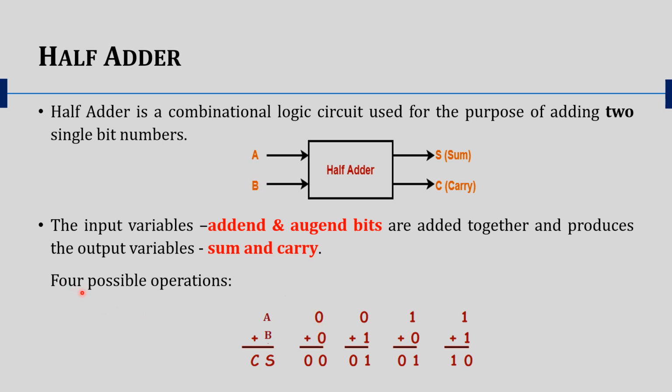This A and B can have the values either 0 or 1. So we'll be having four possible operations. 0 plus 0 generates the sum as 0 with a carry 0. 0 plus 1, the sum is 1 with a carry 0. 1 plus 0, the sum is 1 with a carry 0. But the operation 1 plus 1, the sum is 0 with a carry 1. So this A plus B generates two outputs, the sum bit as well as the carry bit.